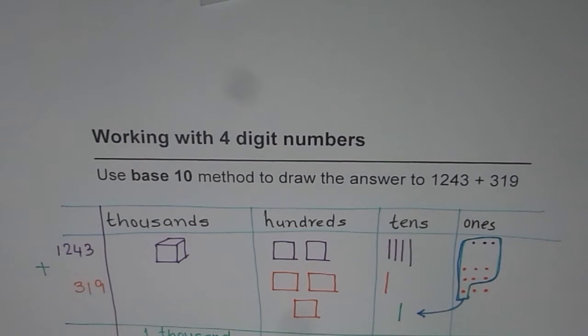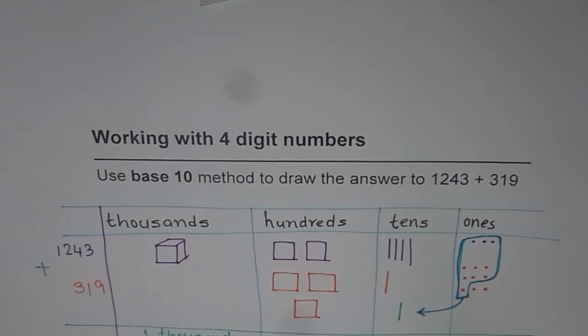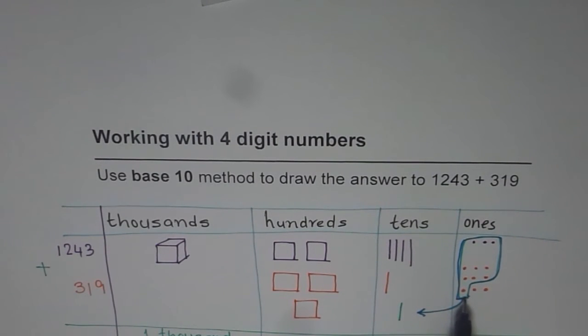I hope with this, you also appreciate how we can write 12 ones as 10 plus 2 ones, right? And bring that 10 to tens column and then add with base 10 model to get the right answer. I hope the steps are very clear to you.